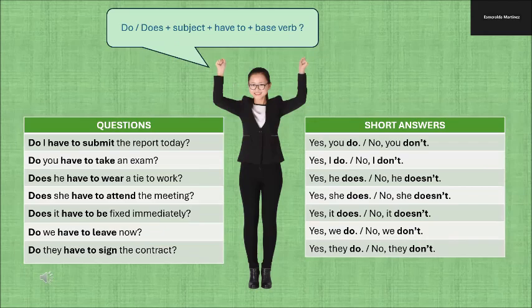In question, the auxiliary verb do and does goes at the beginning of the sentence, followed by the subject plus have to and then the base verb. See some examples. Do I have to submit the report today?